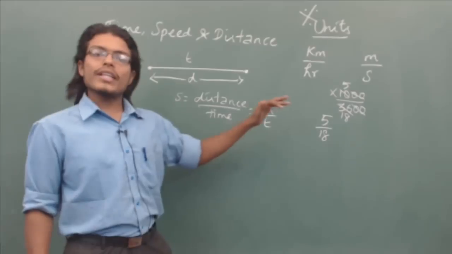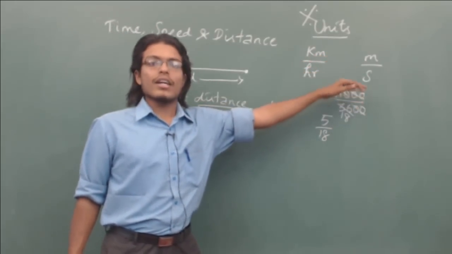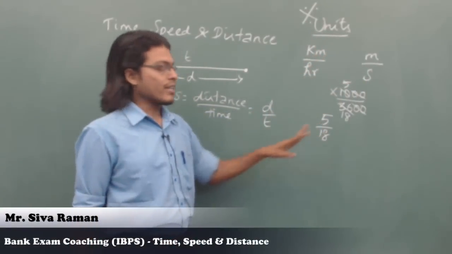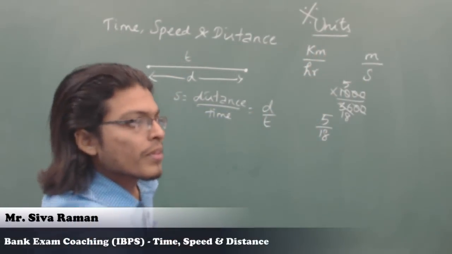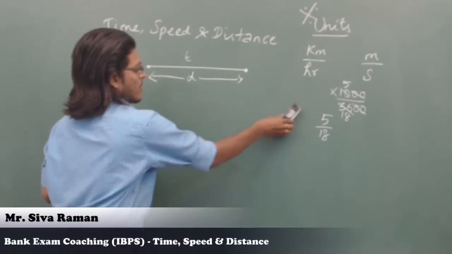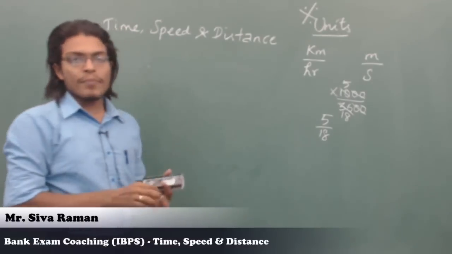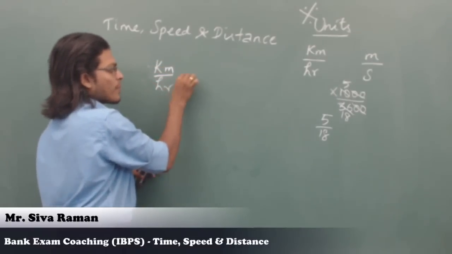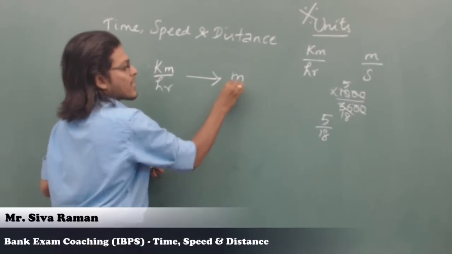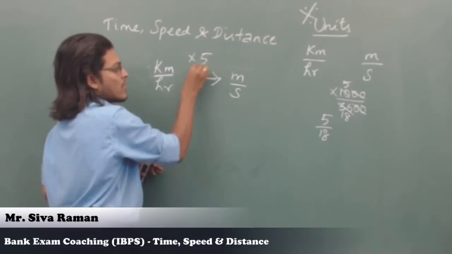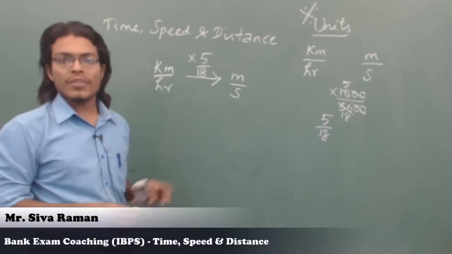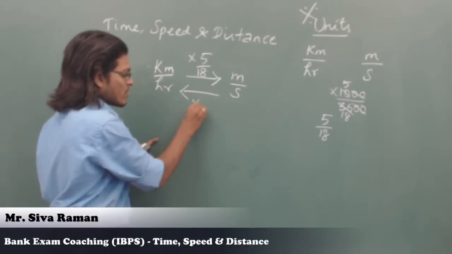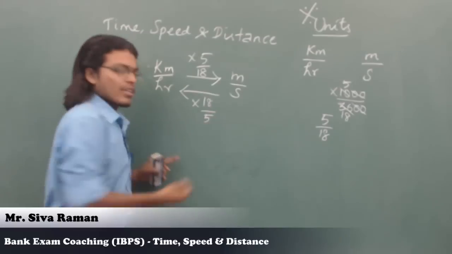If they gave it in meters and seconds and the choices are in kilometer per hour, you have to take the reciprocal. That is, you have to multiply it by 18 by 5. So, kilometer per hour to meter per second, the conversion factor is into 5 by 18. If it is meter per second to kilometer per hour, the conversion factor is into 18 by 5.